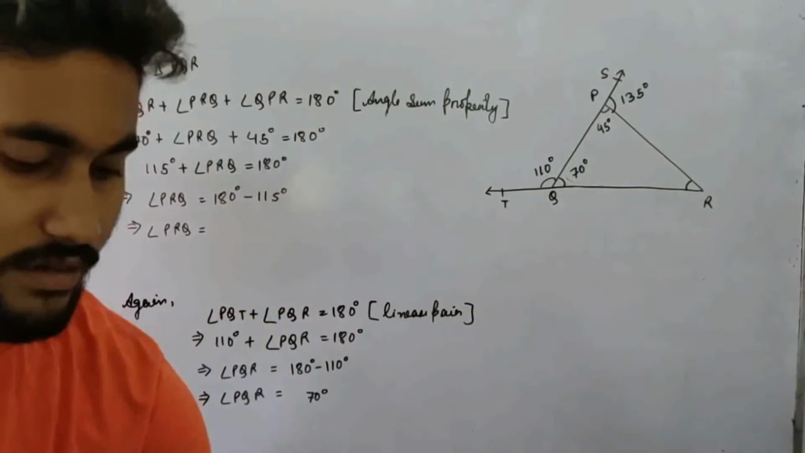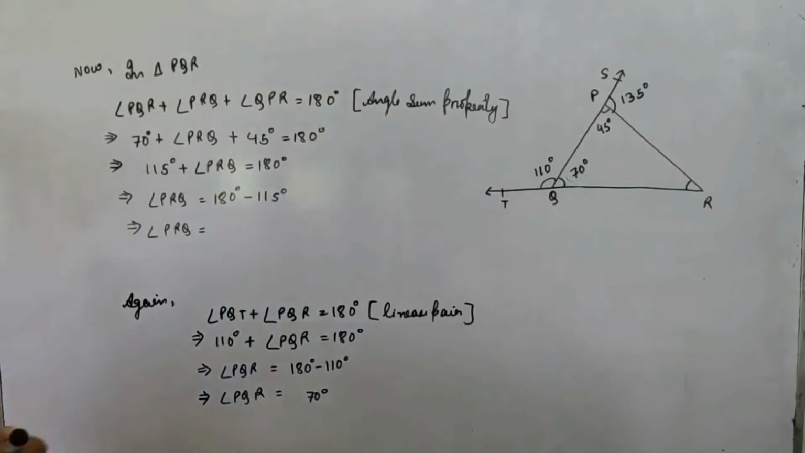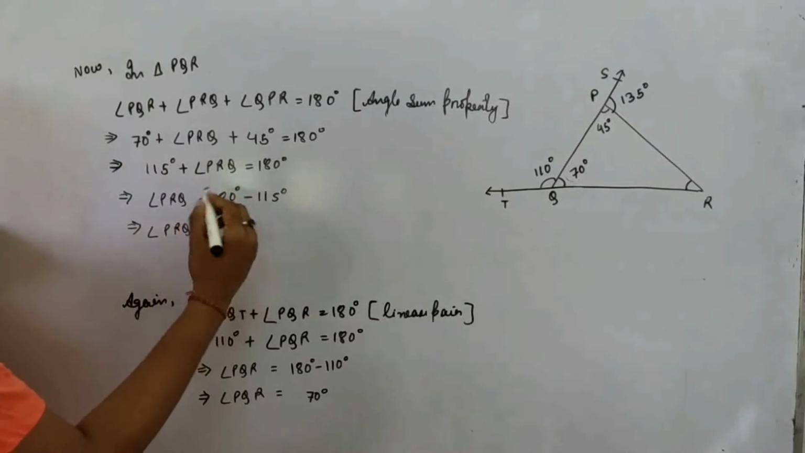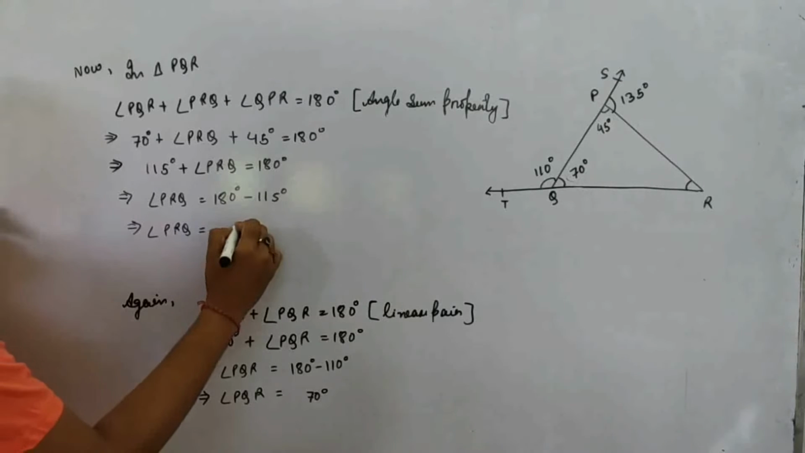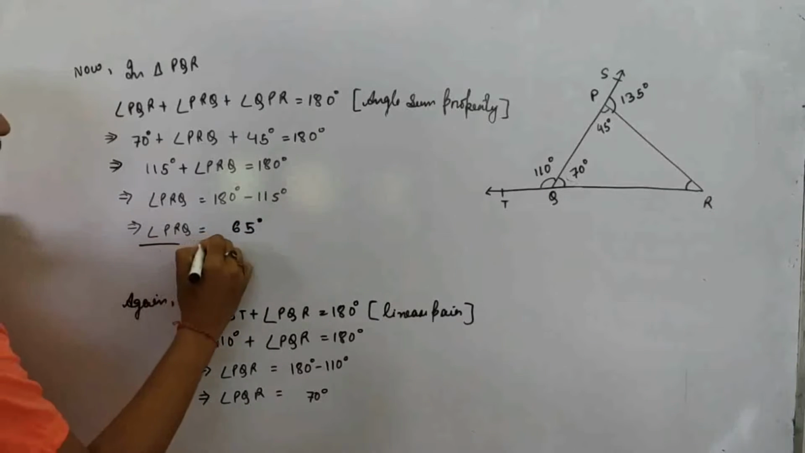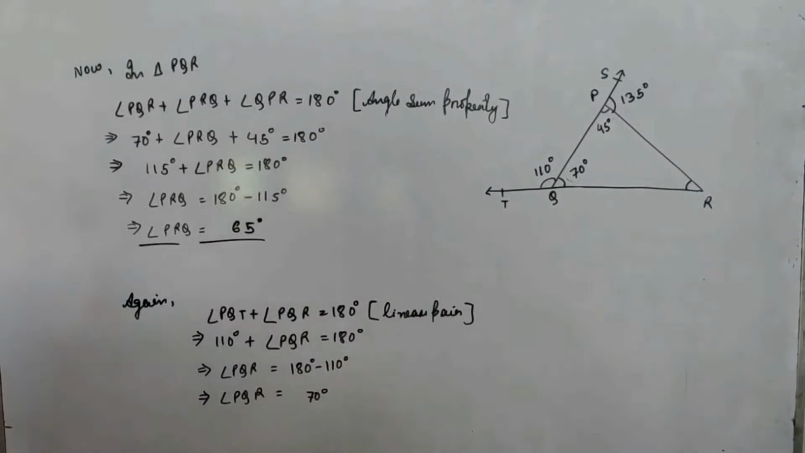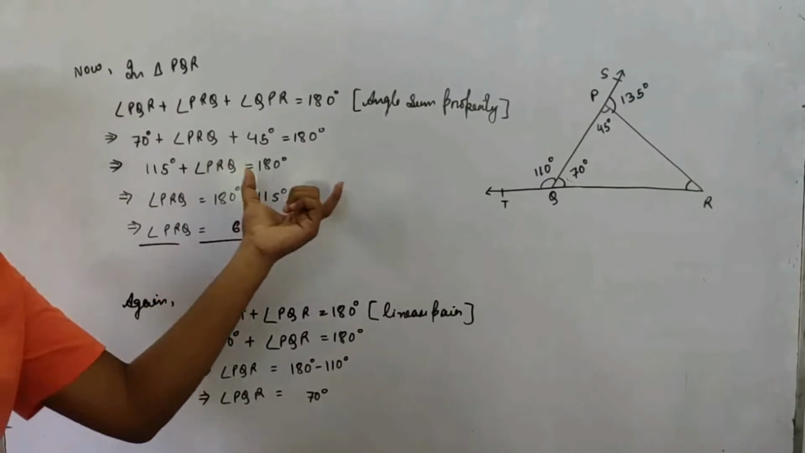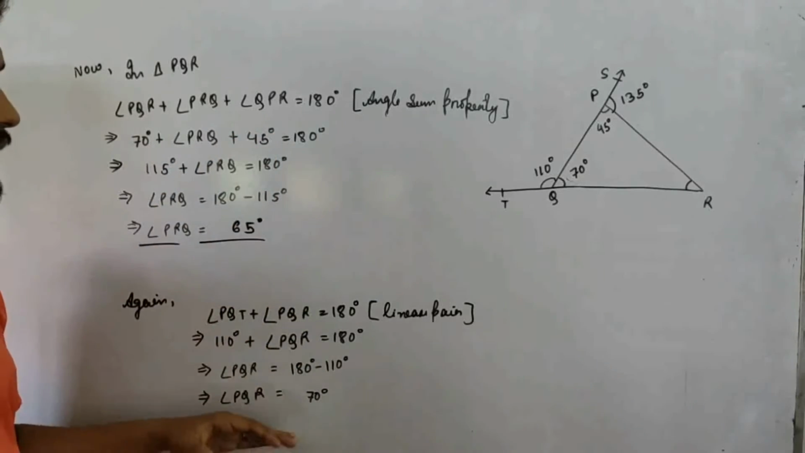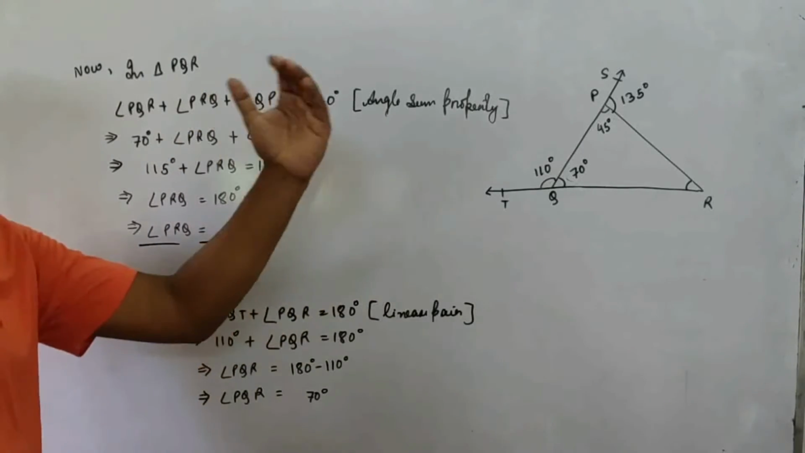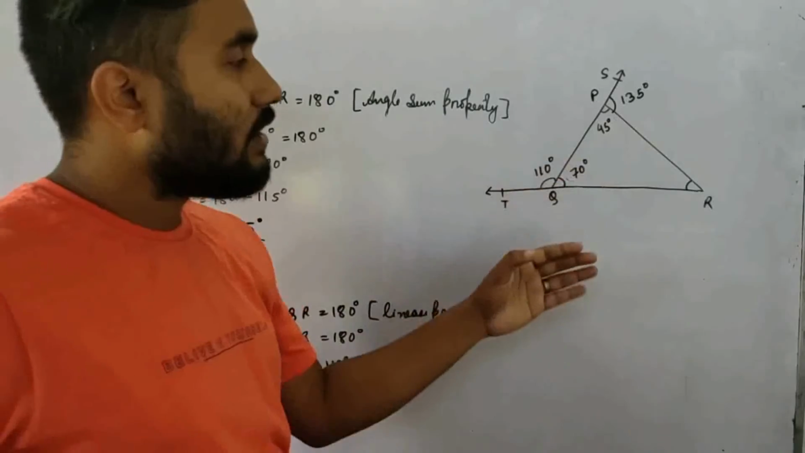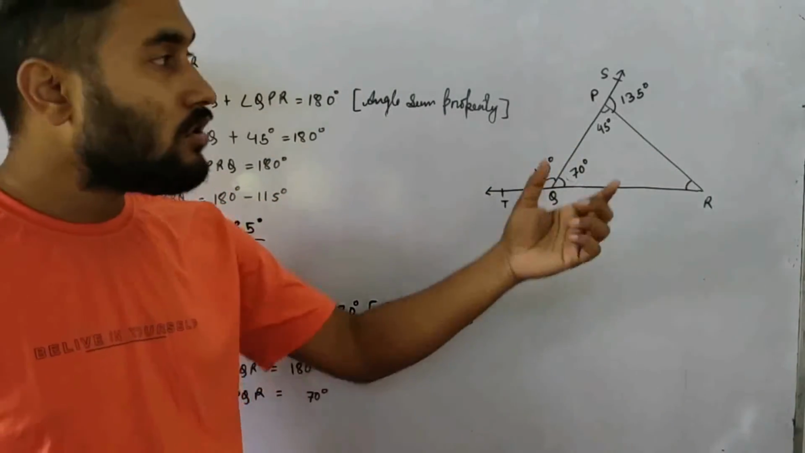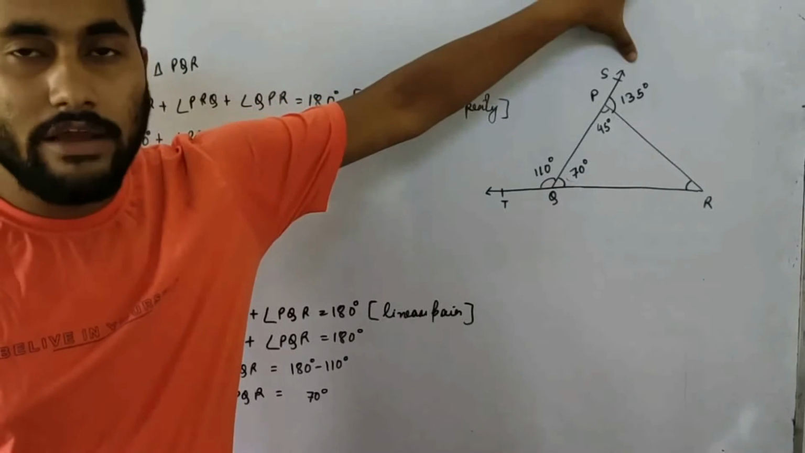Which implies angle PRQ will be 65 degrees. So you will get the same answer whichever method you follow. This method has three steps: linear pair, then angle sum property, and then directly the exterior angle. You can use linear pair over here also, and you can solve by the exterior angle also.